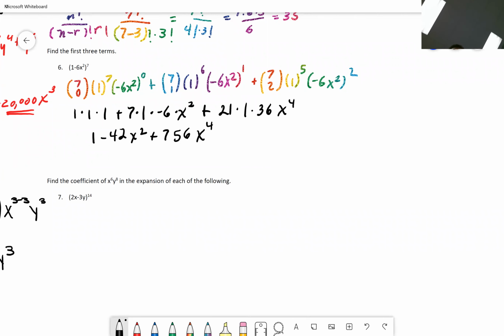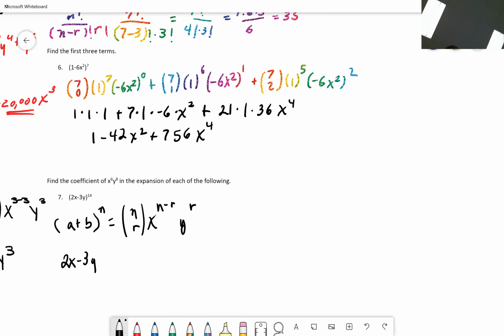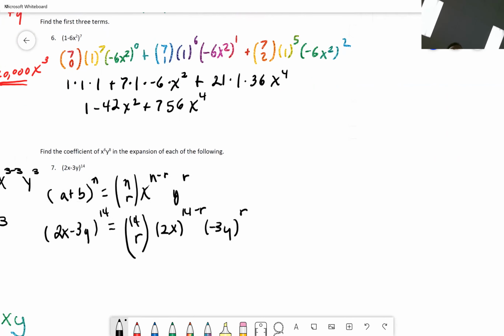Okay, let's finish this one up so I can start grading. All right, so we're going to end up with x to the 6th, y to the 8th. That's what we want to end up with. So we're going to write this as, and again, this is the advantage of binomial theorem. Remember, (a plus b) to the n is equal to nCr, a to the n minus r, b to the r. And so (2x minus 3y) to the 14th power is 14Cr, (2x) to the 14 minus r, and (negative 3y) to the r. All right, so obviously we're going to pick r is 8.